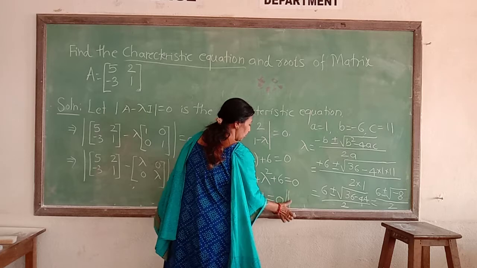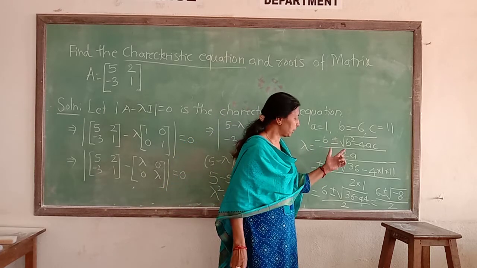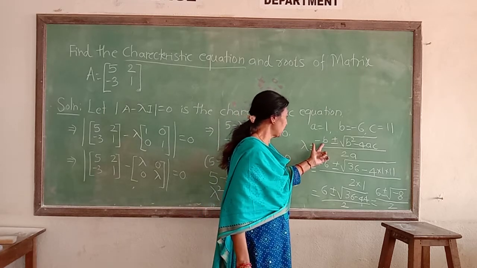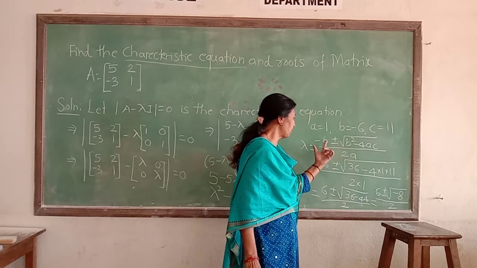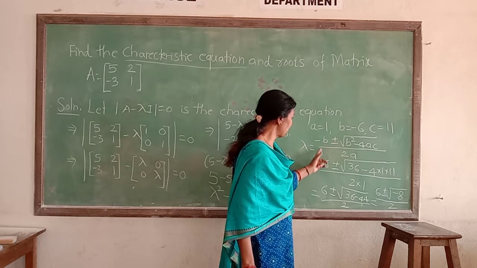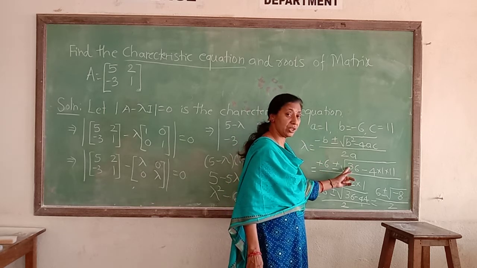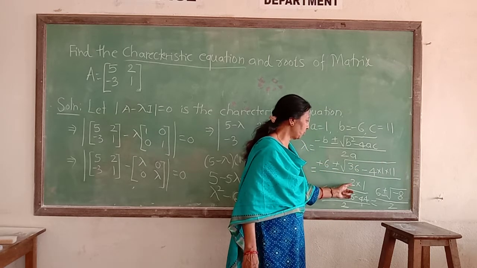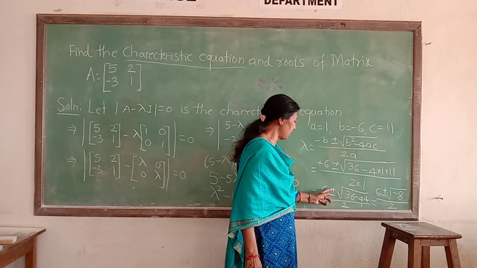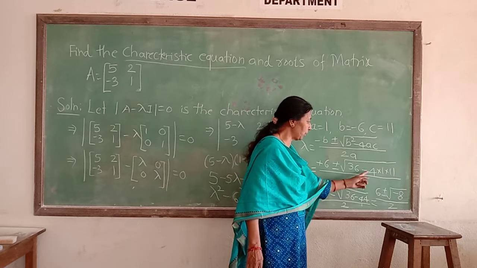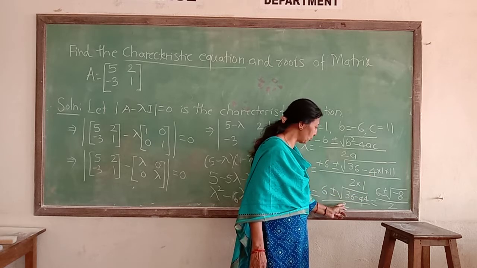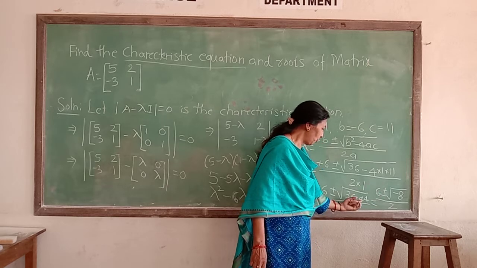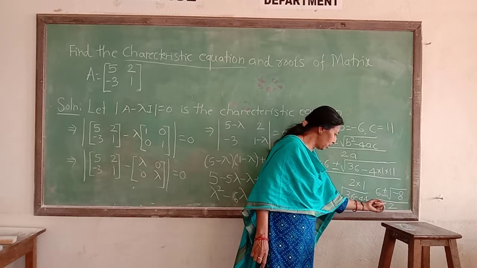Now I have to find the roots here. Let us see the formula to apply. You have to write the A, B, C values, and then B square minus 4AC. B is minus 6, so minus B is 6, plus or minus square root of B square. Minus 6 square is 36, minus 4, A is 1, C is 11, whole upon 2A, 2 into 1. That is equal to 6 plus or minus square root of 36 minus 44, 11 into 4 is 44, upon 2. That is equal to 6 plus or minus square root of minus 8 whole upon 2.